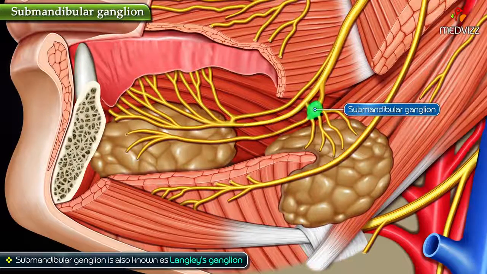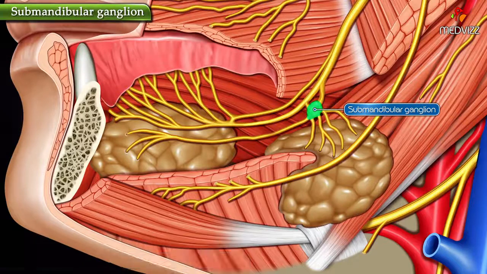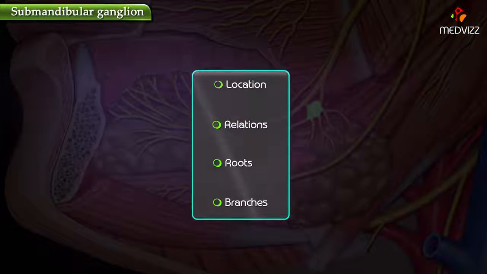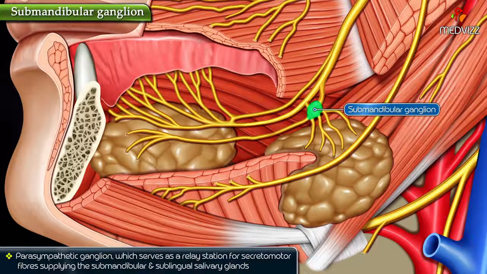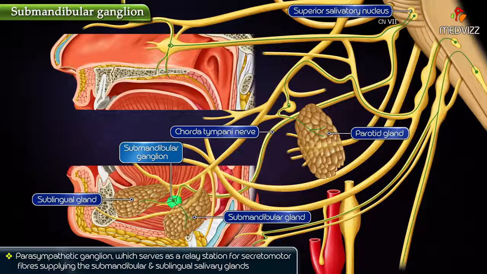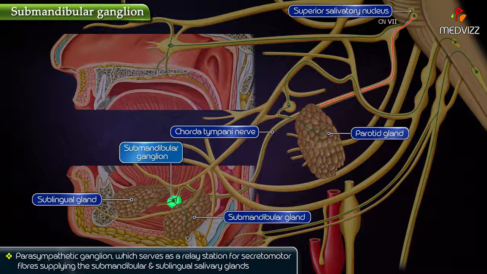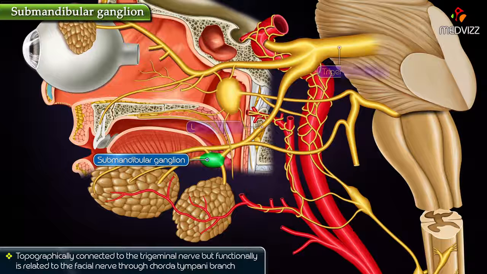Submandibular ganglion or Langley's ganglion. In this topic, we will be discussing the location, relations, roots, and branches. The submandibular ganglion is a parasympathetic ganglion which serves as a relay station for secretomotor fibers supplying the submandibular and sublingual salivary glands. Topographically, it is connected to the trigeminal nerve, but functionally it is related to the facial nerve through its chorda tympani branch.